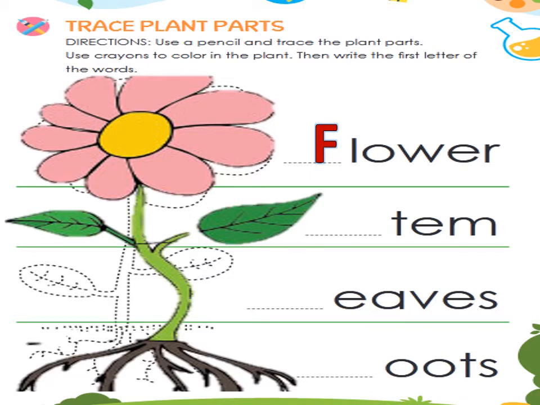The second part is stem. Stem. S. First letter is S. Then leaves. Leaves. L. First letter is L. Finally, roots. Roots. R. First letter is R.